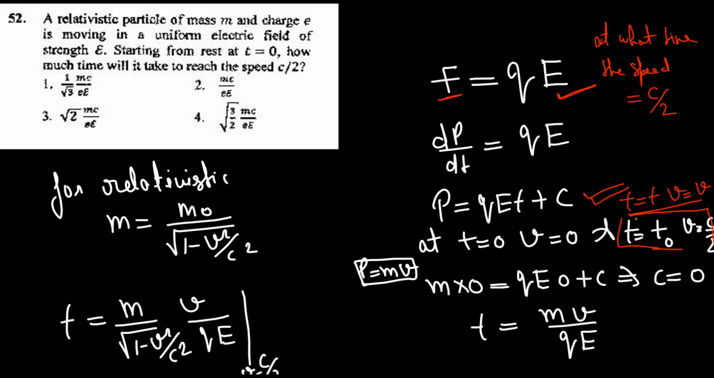Okay, final t, final v. Now put the boundary condition. We have replaced this p with mv. P is equal to mv.